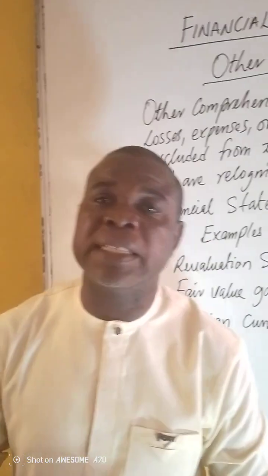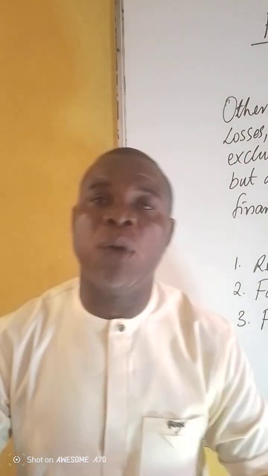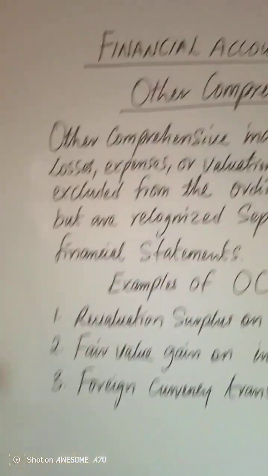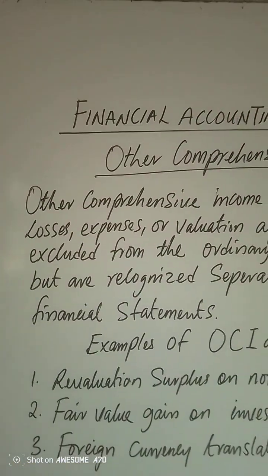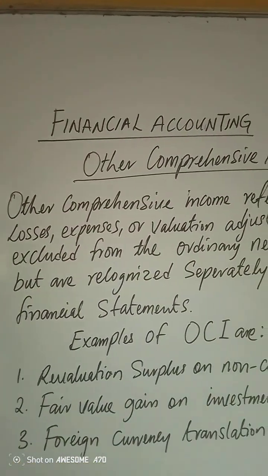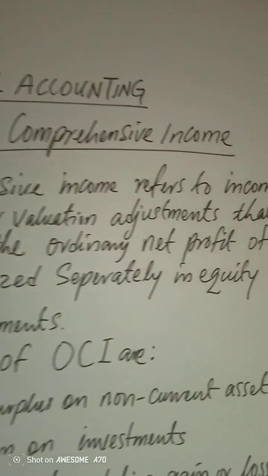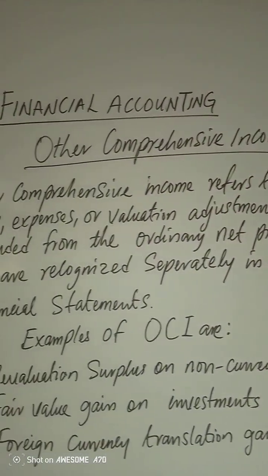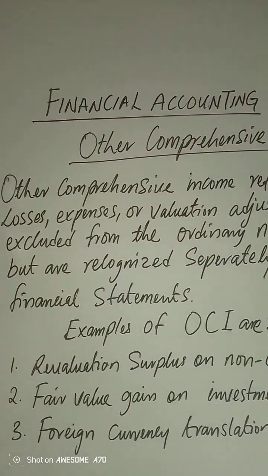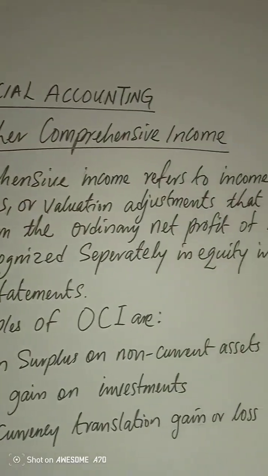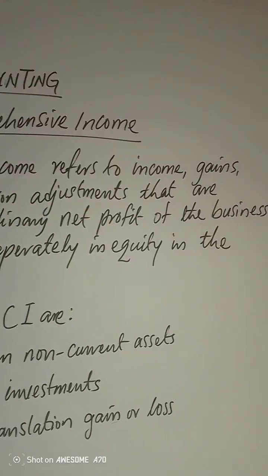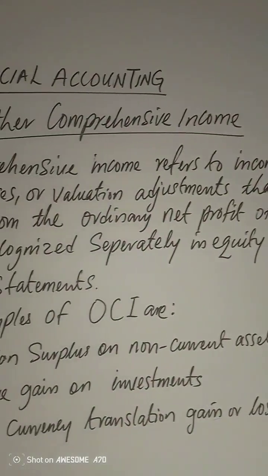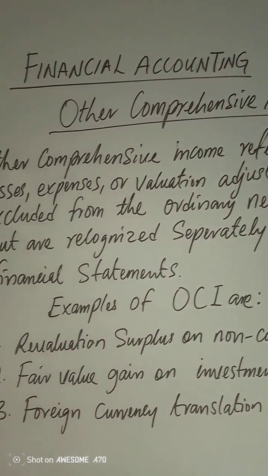And that's why I want to take time to explain what we mean by other comprehensive income and how it is applied in the financial statements. What is other comprehensive income? Other comprehensive income refers to income, gains, losses, expenses, or valuation adjustments that are excluded from the ordinary net profit of the business, but are recognized separately in equity in the financial statement.